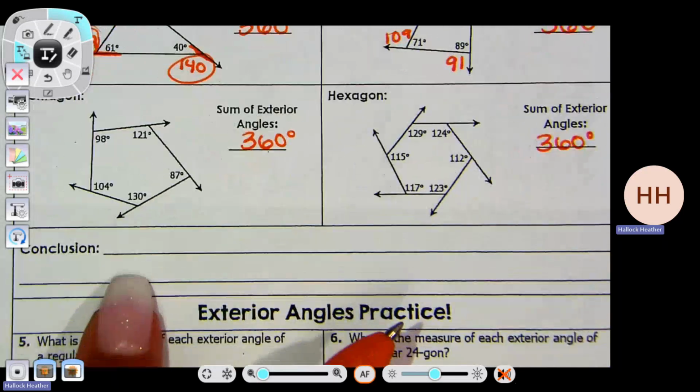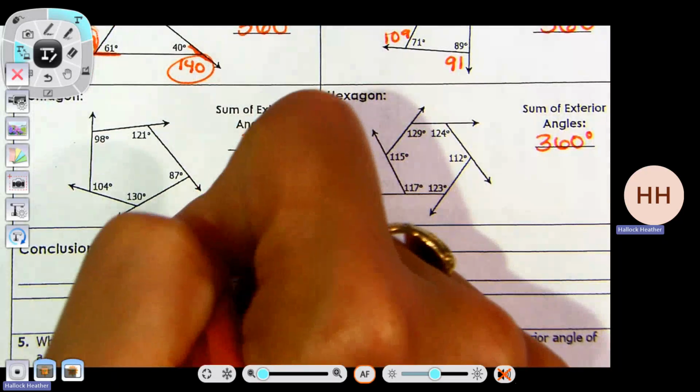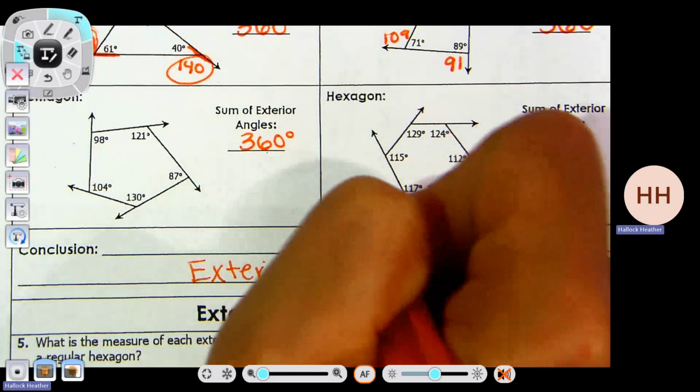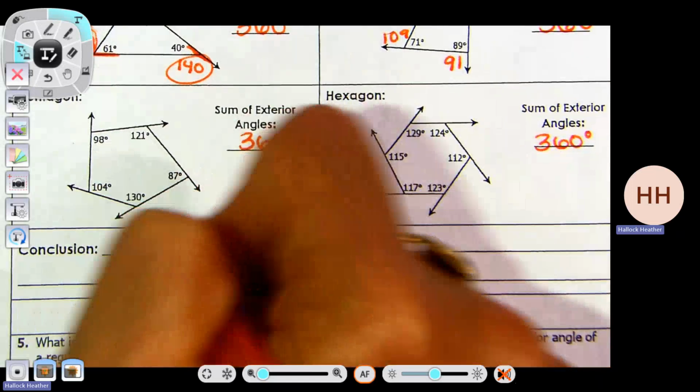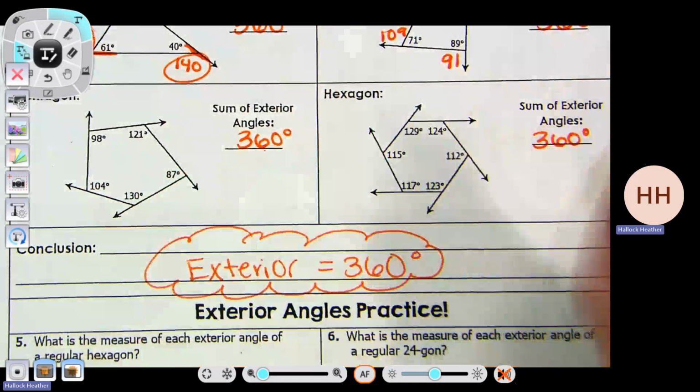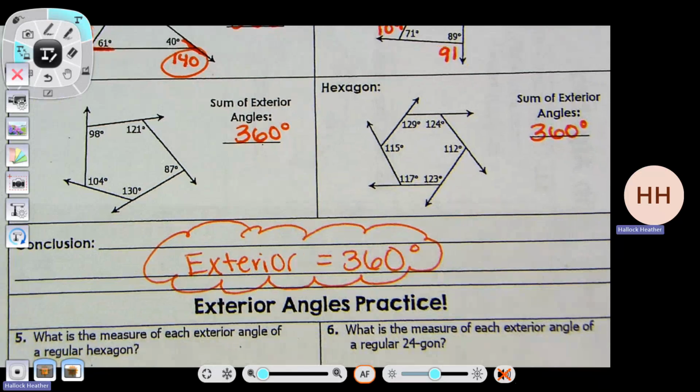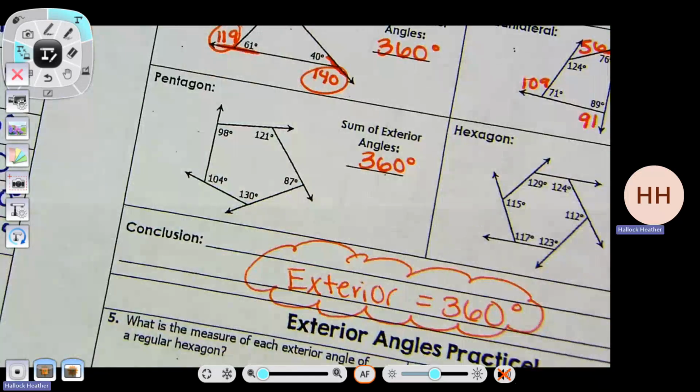So in the conclusion, I want you to write exterior equals 360 every single time. So if it's got these weird little outside tails, it makes 360. If it's on the inside, that's when you have to use the little formula. So let's go to the back. We're going to skip these.